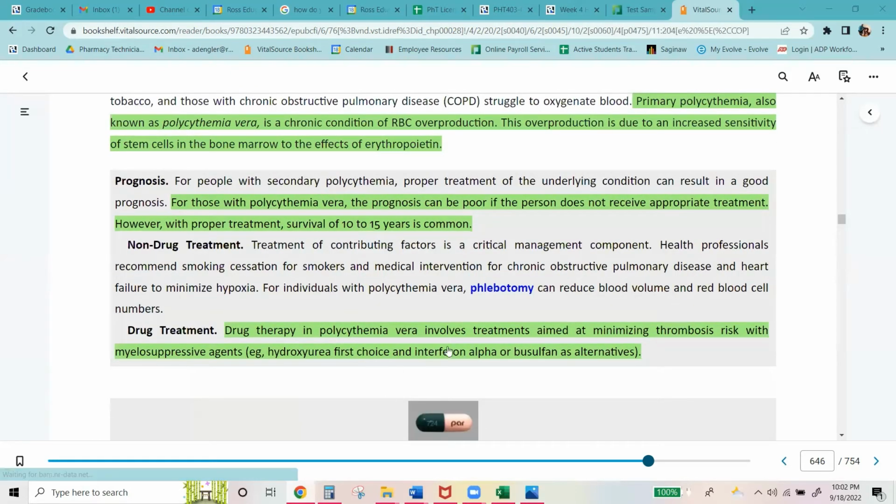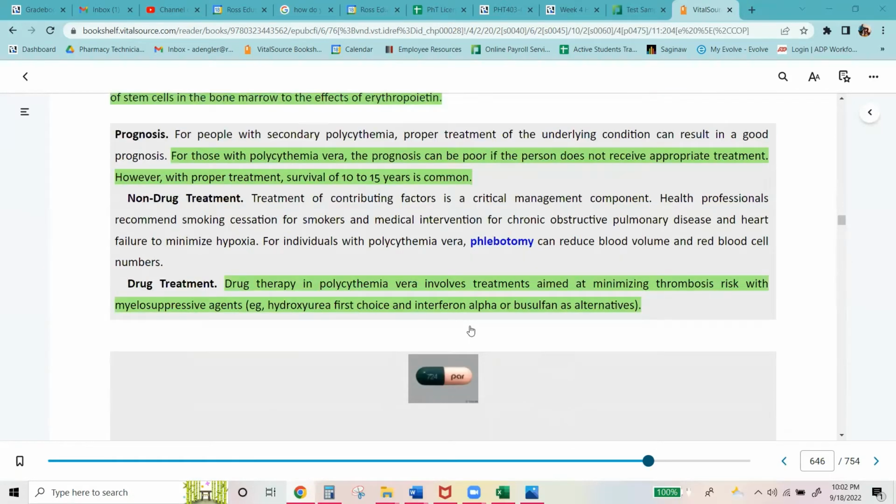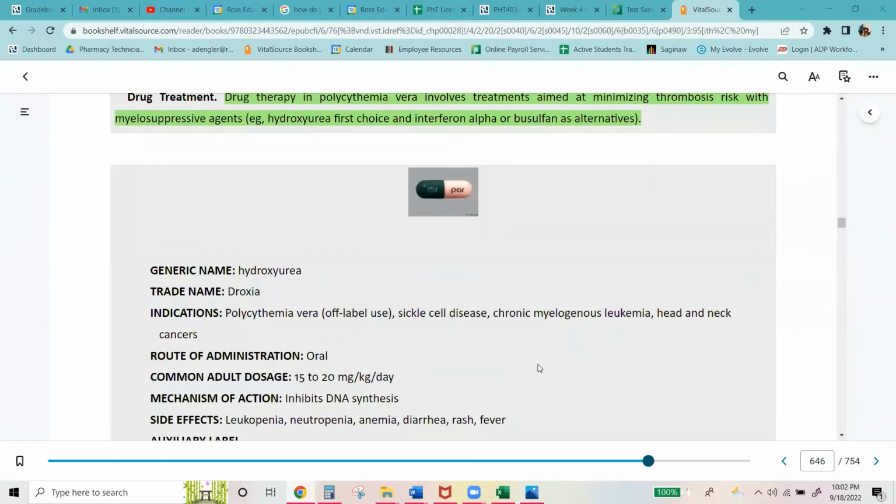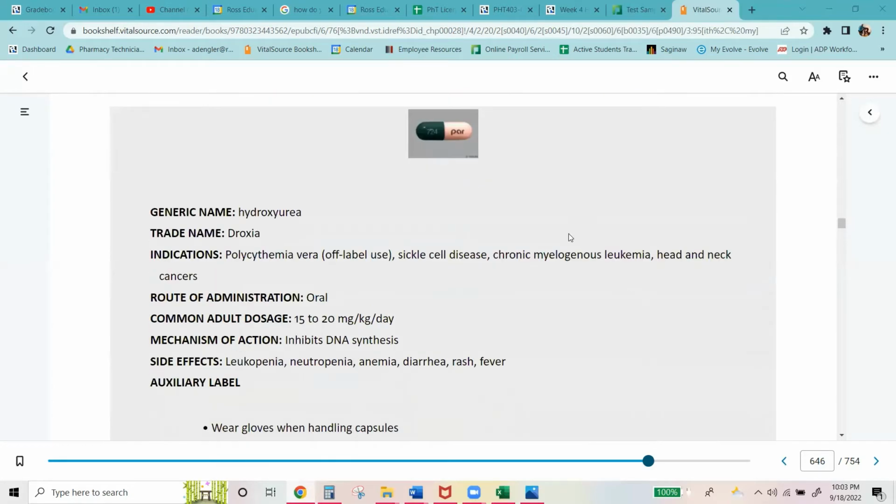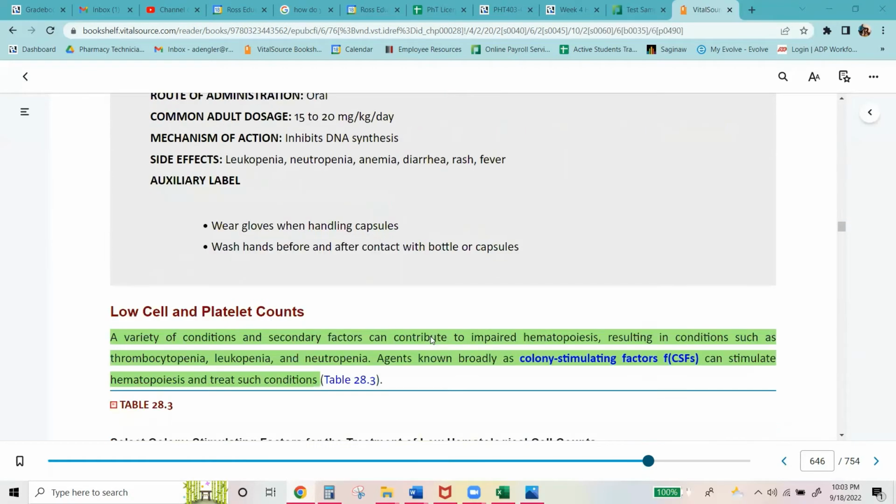Drug therapy in polycythemia vera includes treatments aimed at minimizing thrombosis risk with myelosuppressive agents. The medication hydroxyurea is indicated for polycythemia vera. It is actually approved for off-label use for polycythemia, meaning the FDA hasn't necessarily approved it for this indication.